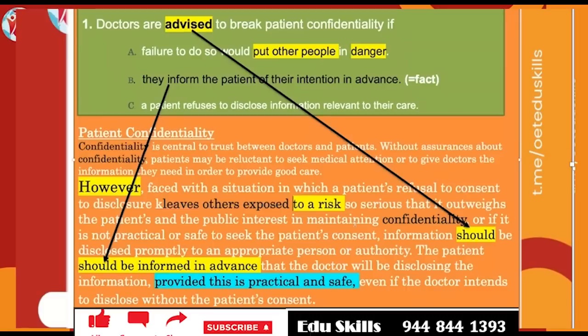Looking at this contrast word, you know, this is a question based on exception. Confidentiality is central to trust between doctors and patients is the categorical statement, the topic sentence, but at the second part, after the contrast, they are giving an exception. In certain situations, you are not bound by confidentiality. Ethics of confidentiality, others' life is in danger, you can. Should be informed in advance that the doctor will be disclosing the information provided this is practical and safe. Only if it is practical and safe, and it's should be, it's not must be. Like depends on doctor's discretion whether you should inform or not. Is that clear? Yes, Father.